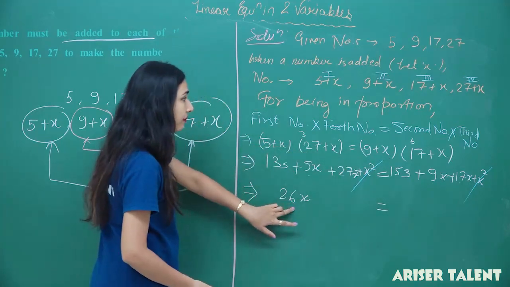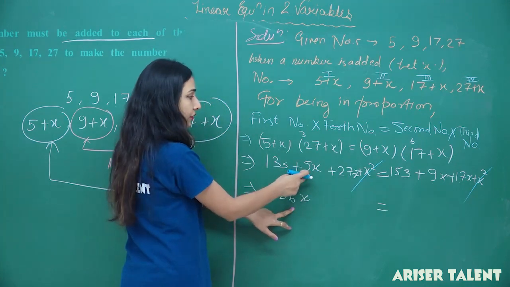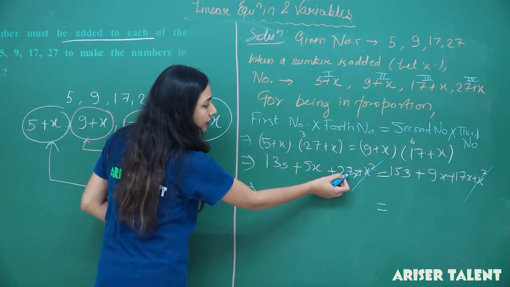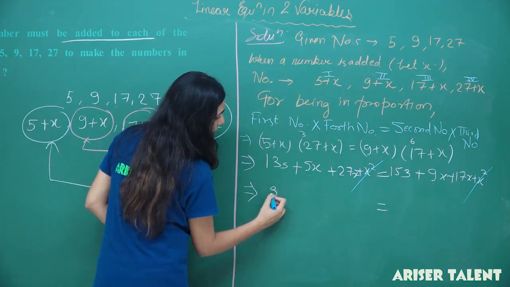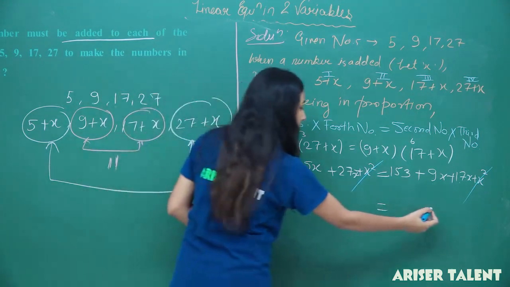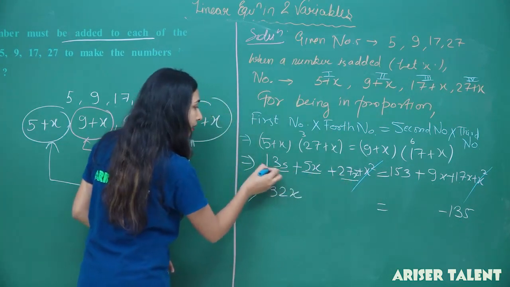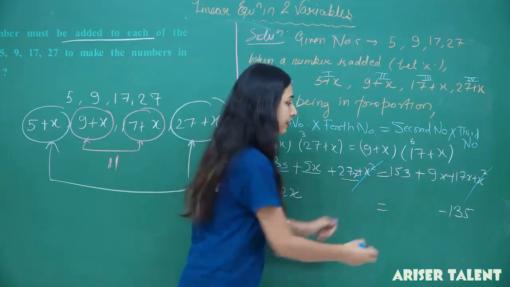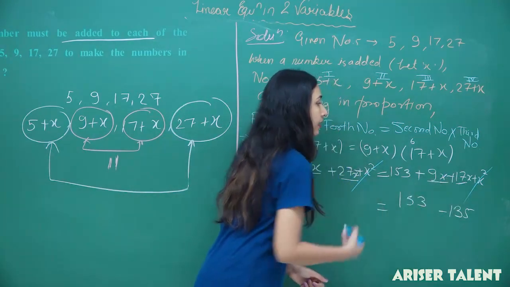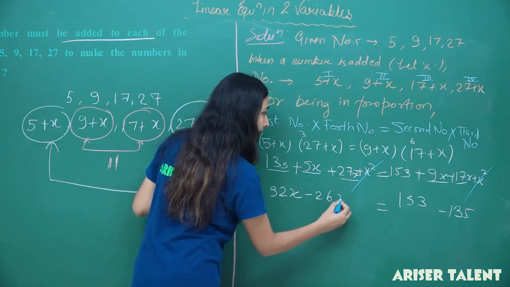I have got that. Now here 27x and 5x will become more than that, so I will be taking this side only. So that is 27, 32x, then 135 will go there, minus of 135. I have covered this, this and this. Now on this side 153 will remain. Now 17 and 9. So minus of 26x here.